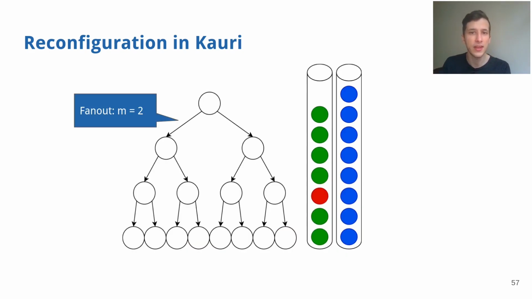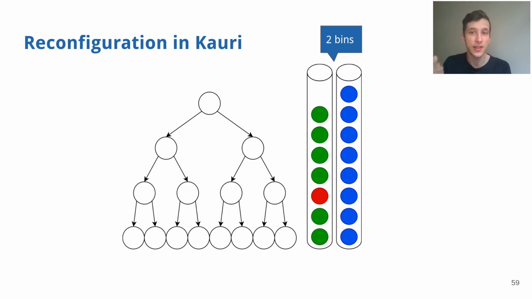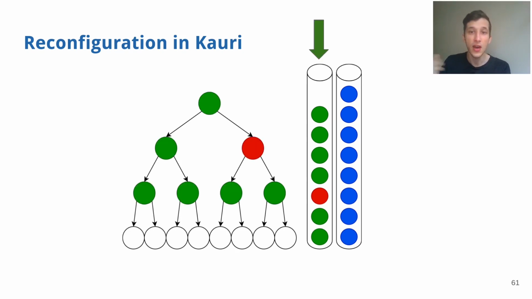First, let's assume a binary tree with a fanout of 2. As there's a total of 15 processes, of which there are 7 internal ones, this is just enough to construct 2 bins of 7 or more processes. And as such, in this example, we can tolerate at most F equals 1 failure before falling back to a star. However, for small values of F, if we apply each bin to the internal nodes in the tree, we are still guaranteed to find a robust tree in optimal steps.